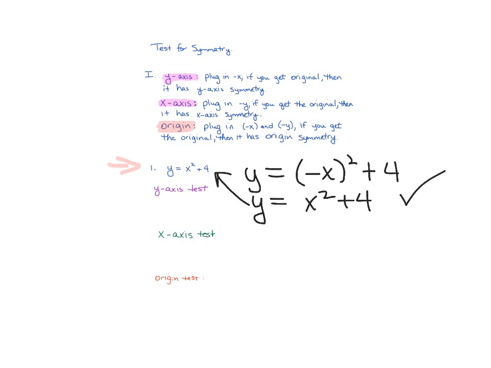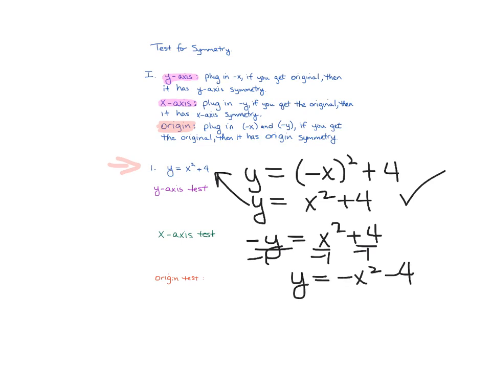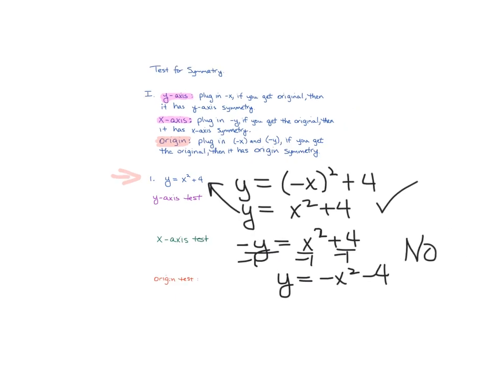Then for the x-axis test, this time I make the y negative. Everything else stays the same. And here I'm going to simplify it. I need to get y by itself. I have to solve for y. So I get y equals negative x squared minus 4. This does not look like the original, so this does not have x-axis symmetry.